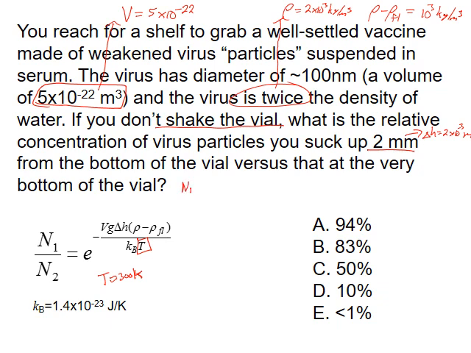So the number of particles is going to be volume, 5 times 10 to the minus 22, times g, which is about 10, times the height, which is 2 times 10 to the minus 3, times rho minus rho of the fluid, so 10 to the 3, all divided by Boltzmann's constant, so that's 1.4 times 10 to the minus 23, times the temperature, so that's 300, which is 3 times 10 to the 2. There's a fair number of things that we can cancel out here without having to do too much work.